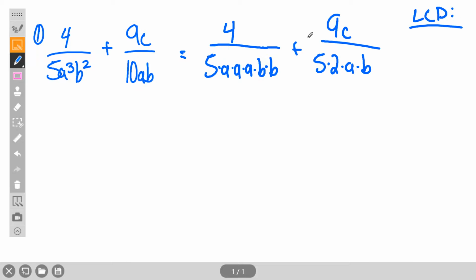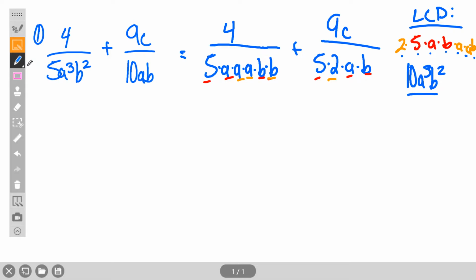So the LCD is going to be the factors they have in common multiplied by the factors they don't have in common. So they have a 5 in common, they have an a in common, and they have a b in common. Those are the factors they have in common. The factors that they don't have in common are a 2 and 2 a's and a b. So the LCD here is going to be 10a cubed b squared. That's our LCD: 2 times 5 times a times b times a times a times b.